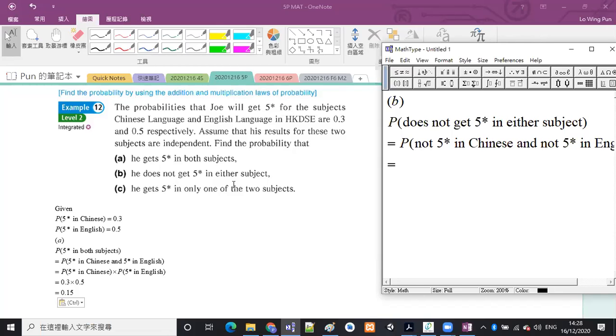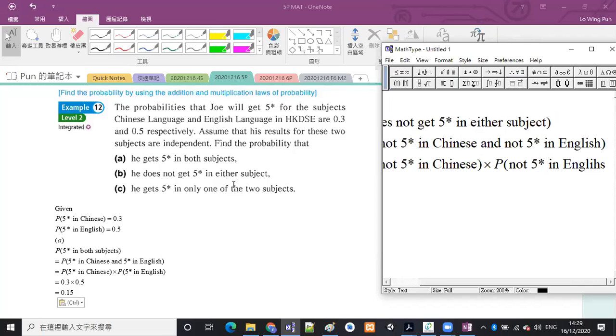So from different sources, then we can separate the probabilities into a product. So P not 5 star in Chinese, and then times P not 5 star in English.